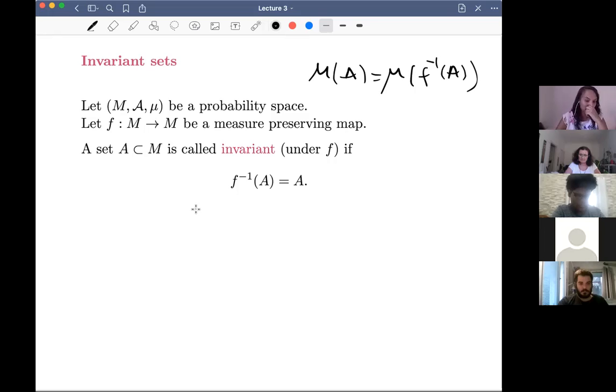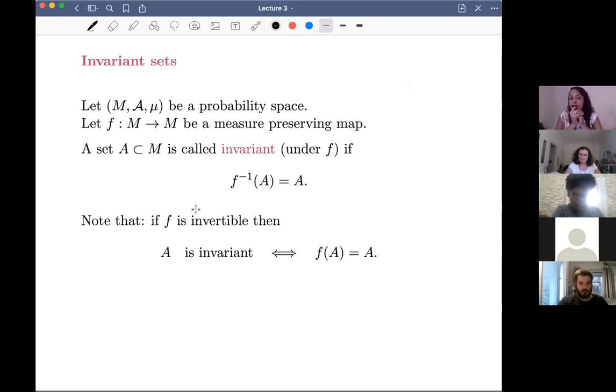Okay? Well, if F is invertible, then A is invariant if and only if the image is equal to A. So we define it with the preimage because we can also consider maps that are not invertible. But if they are invertible, invariant means that the map does not change the set, it takes the set to itself. Okay?